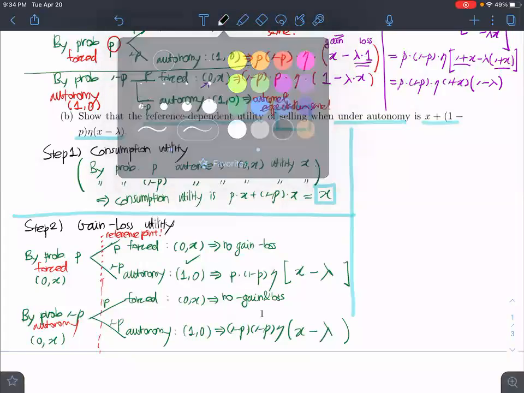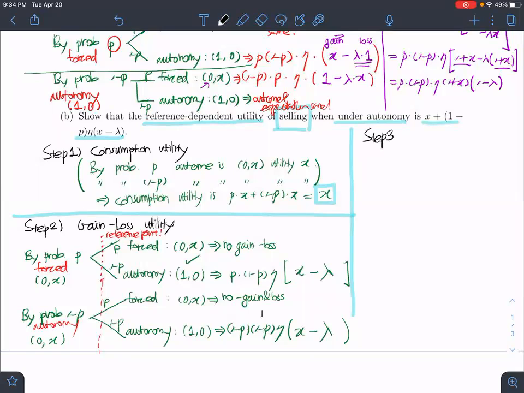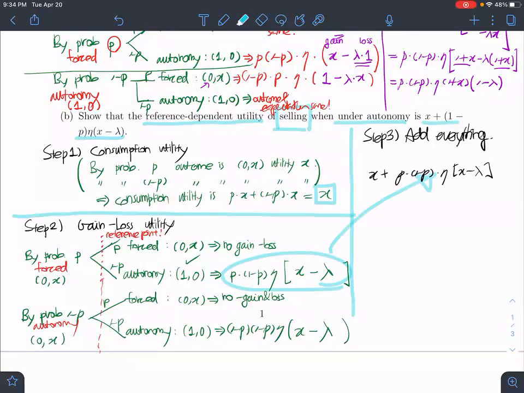let me write step 3. Add everything. Consumption utility was X. My gain loss utility is P times (1 minus P) times eta (X minus lambda). This one, I was reading here. I was putting it here. And then we add (1 minus P) eta (X minus lambda).